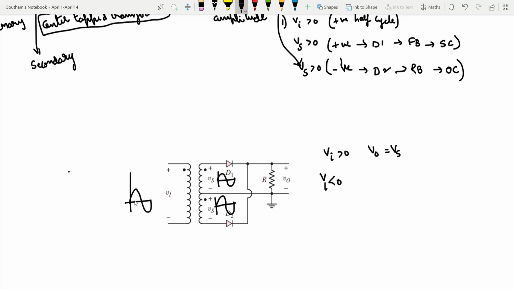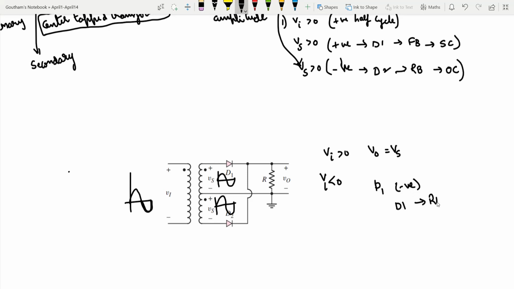This is vi, so when it is less than 0, we are worried about the negative half. When vi is less than 0, what would happen? Because this is now a negative value, d1 is switched off. What is happening when it is negative? The p side of d1, let it be p1, is a negative value. When it is a negative value, what happens to d1?